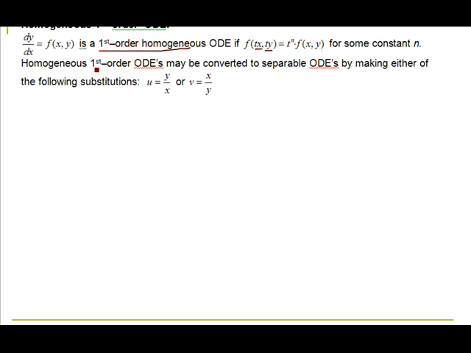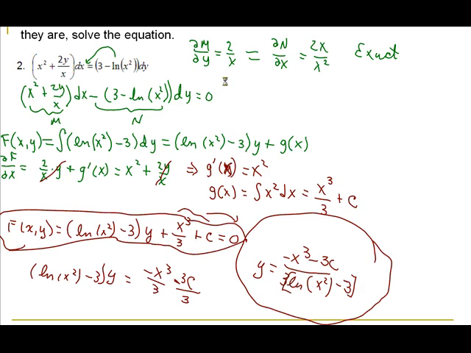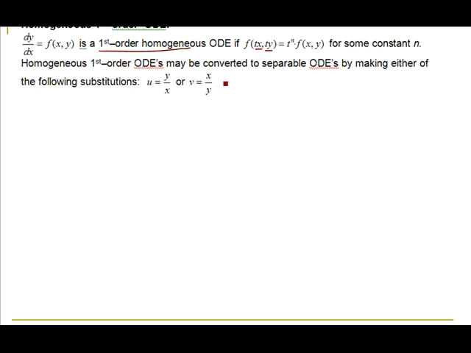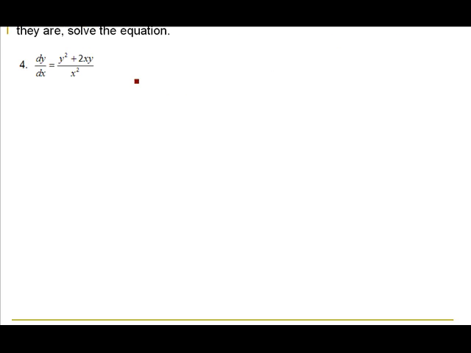If you do have a homogeneous ODE, then you can make a substitution, either u is equal to y over x or v equals x over y. The most common substitution is the second one, v equals x over y, and then it will change the homogeneous ODE into one that's separable. So let's look at the first example, which is number 4.